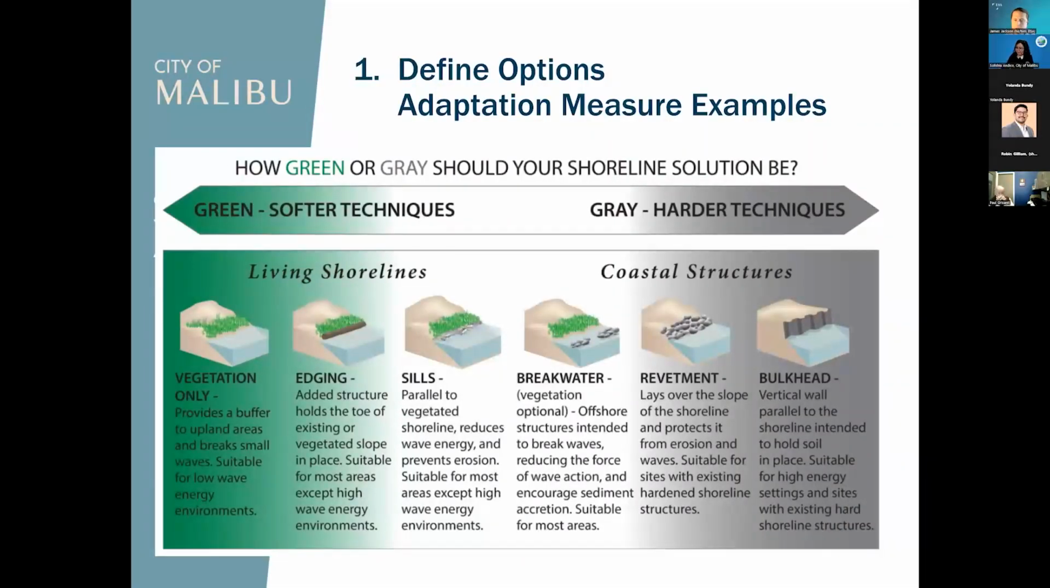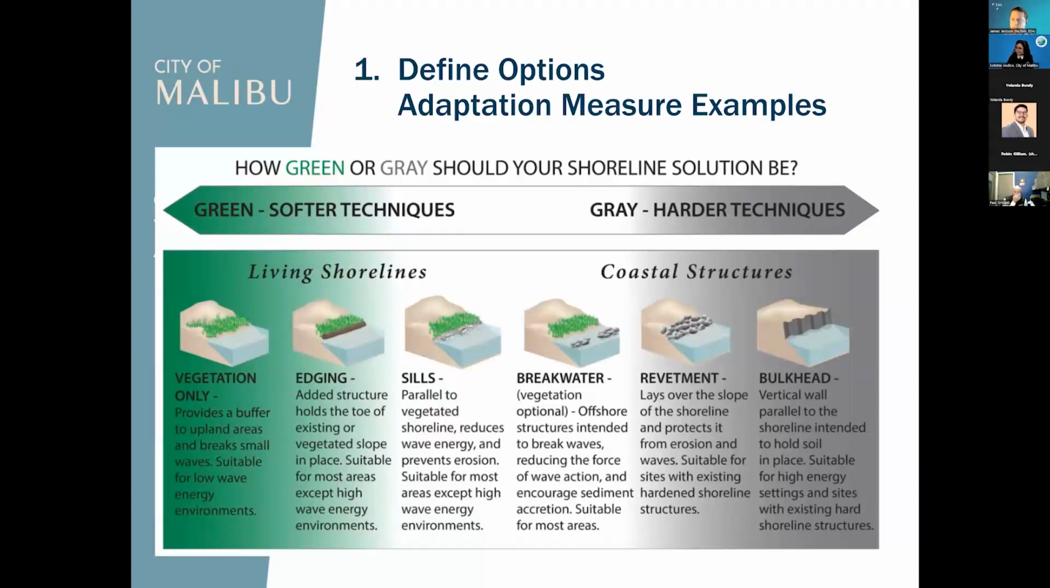The first step that jurisdictions commonly take after assessing coastal vulnerabilities is to identify potential adaptation measures, or individual tools that can be used to mitigate hazard risks. Adaptation measures can be described along a spectrum that ranges from green, natural or nature-based measures to gray, or more structural man-made measures, as well as hybrid options in between.